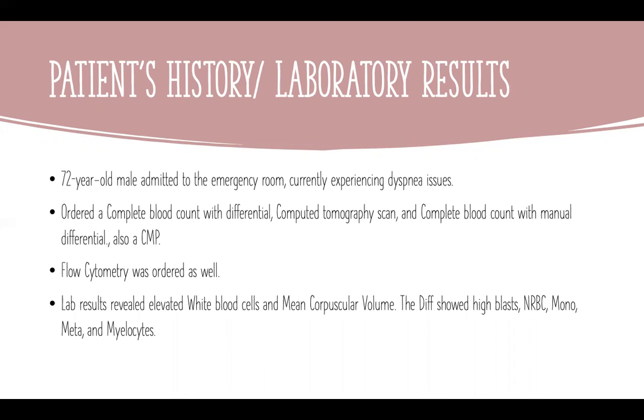So with the diff results, it showed that there was a high level of blasts, NRBCs, monos, metas, and myelocytes. So with all of those results, it was determined by the doctor that they would order a flow cytometry and also a FISH. And also with the chemistry results, the patient had a slightly elevated potassium, CO2, high glucose, BUN, and also creatinine.